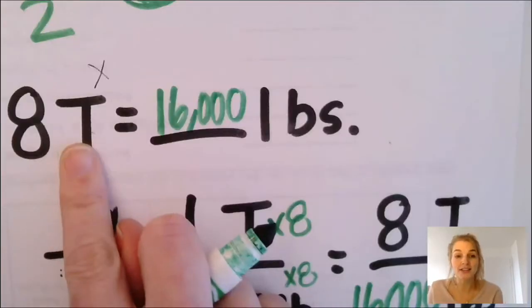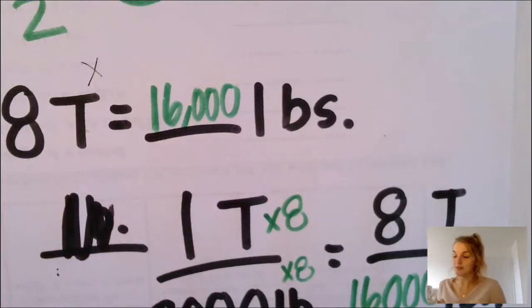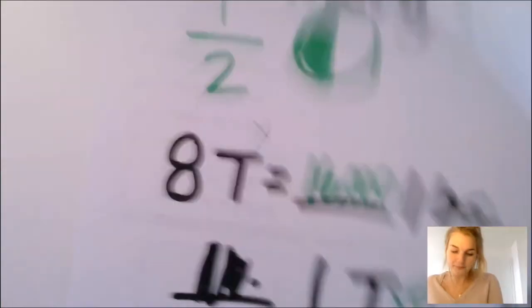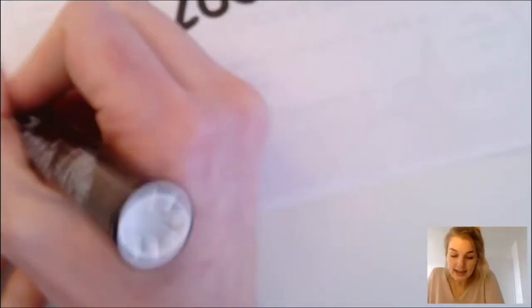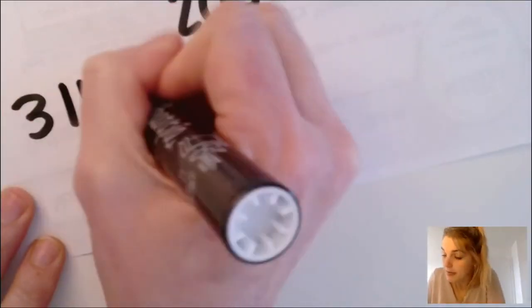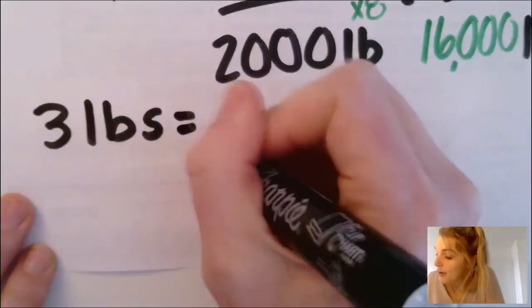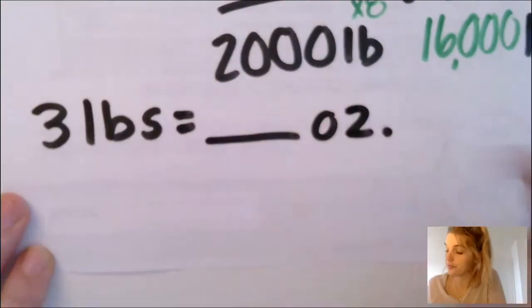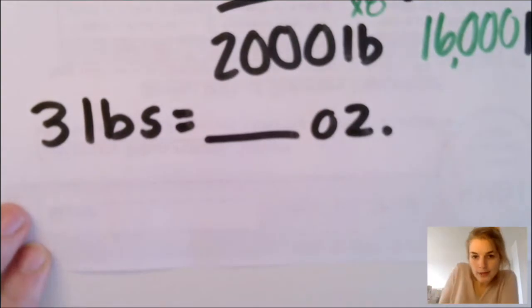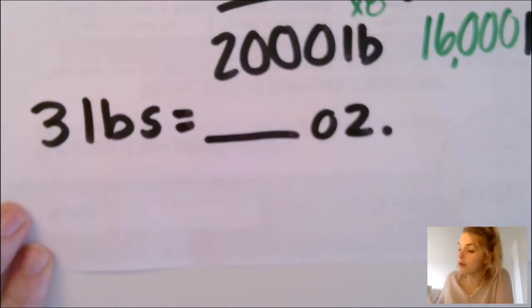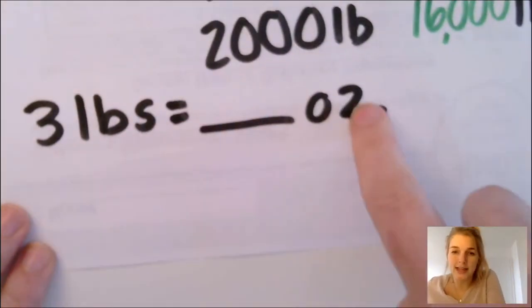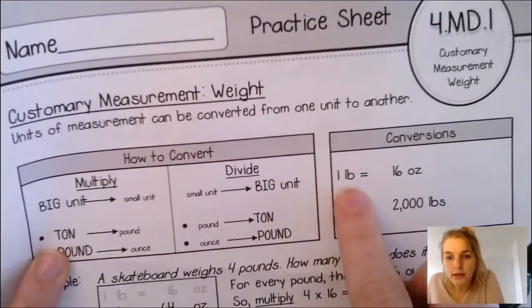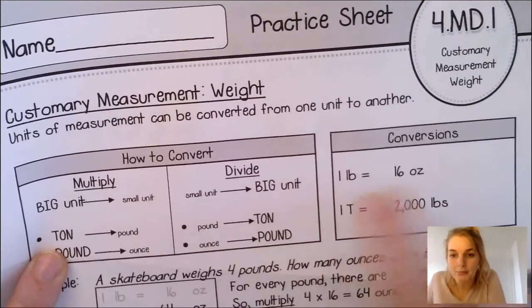So 8 tons is equal to 16,000 pounds. Let's try another one. Let's say I have 3 pounds, and I need to figure out how many ounces there are. Well, I'm going to take out my conversion sheet, and I'm looking for the one that talks about ounces and pounds together. And I see that this one right here talks about ounces and pounds.